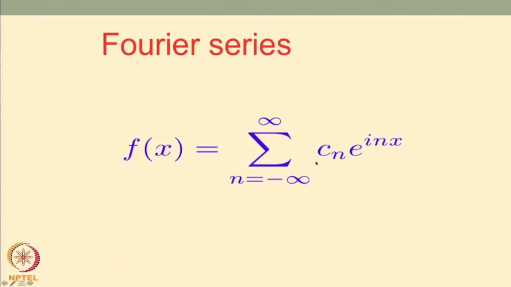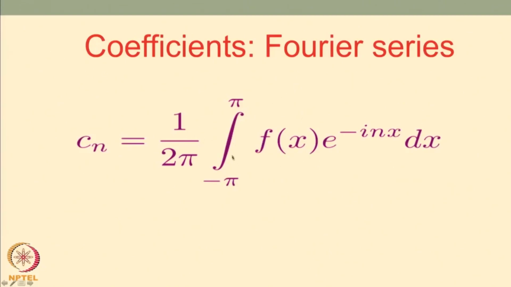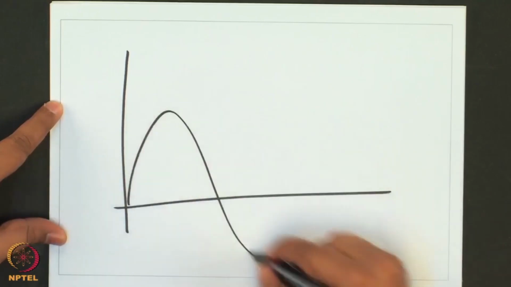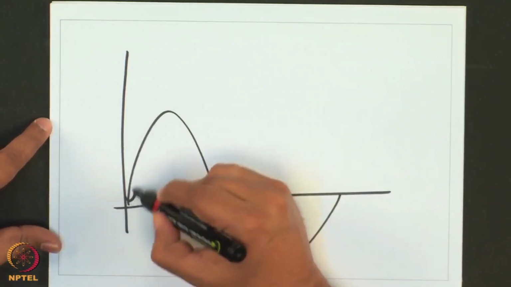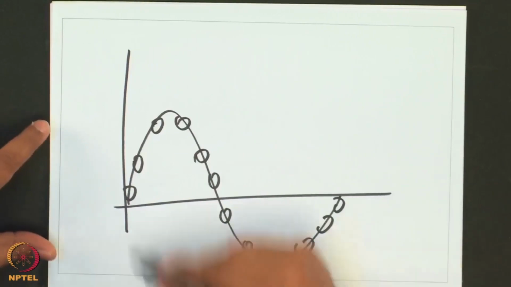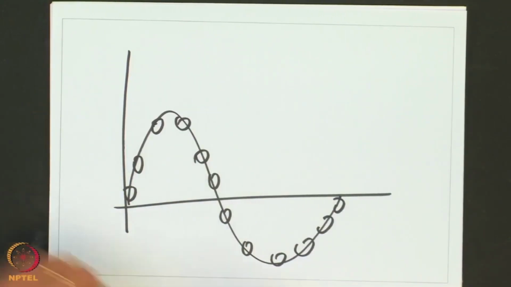Now, how do we get Cn? We can get Cn by inverting this integral, that is multiplying this function with e power i n x or minus i n x appropriately, and by doing this integral we can get Cn. This is something that we learn. And what is happening here? What is happening essentially is that if we want to specify some function, let us say the function which looks like the sine function, we can either specify all the points, we can specify the data like this, or we could specify the frequency, which is something which I will discuss now.